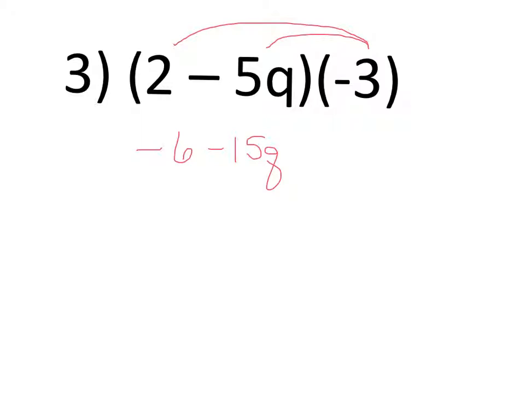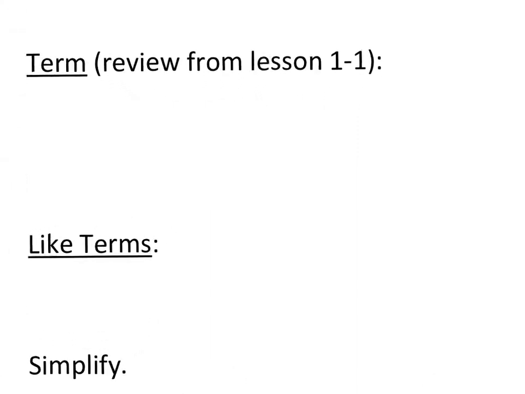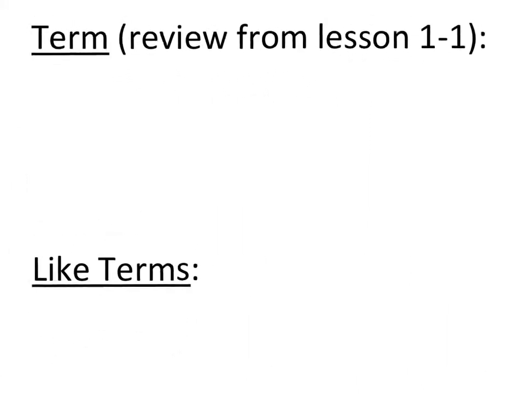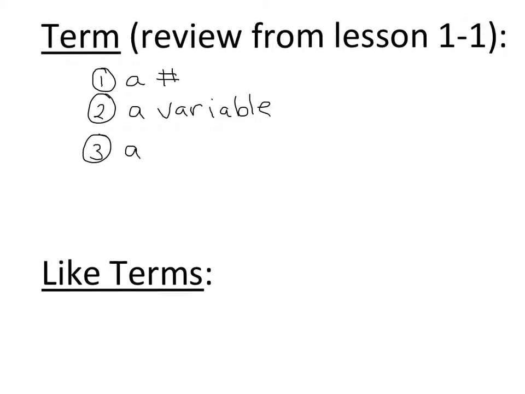Okay. The next part here is to define a few vocabulary words. The first vocabulary word is actually reviewed from lesson 1.1, and it's called a term. Remember, there were 3 parts to a term. The first one is simply a number. The second one can be a variable. And the third one can be a number times a variable, or the product of a number and a variable.